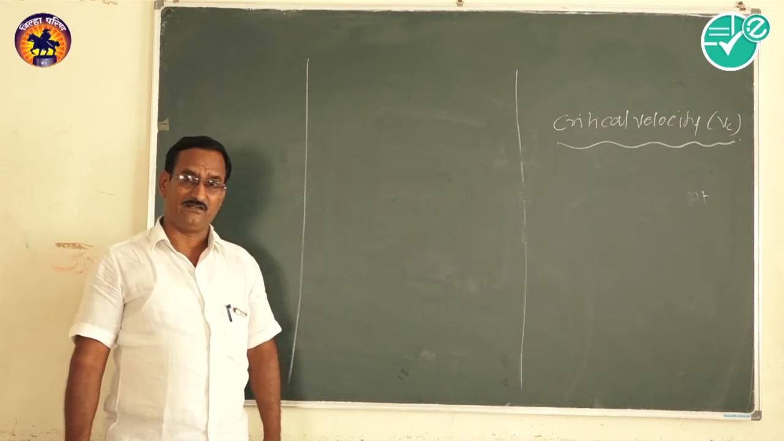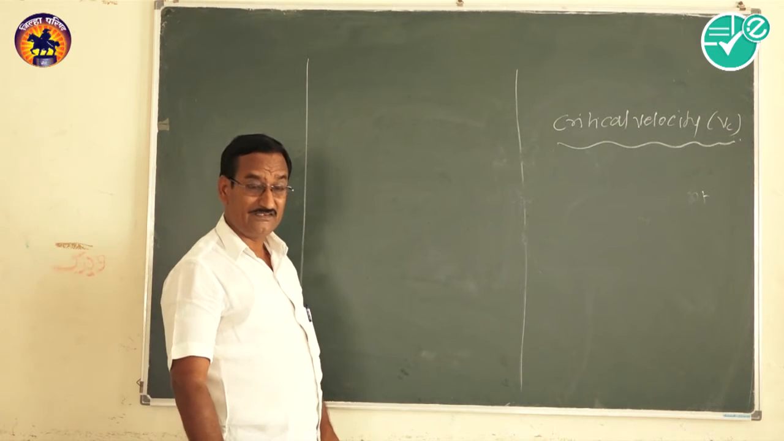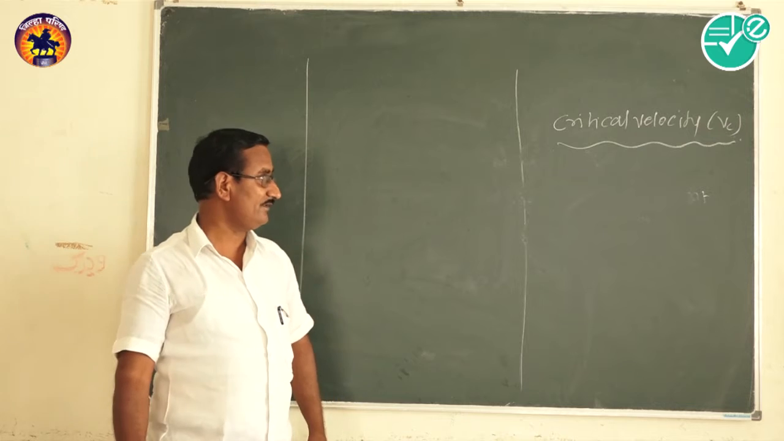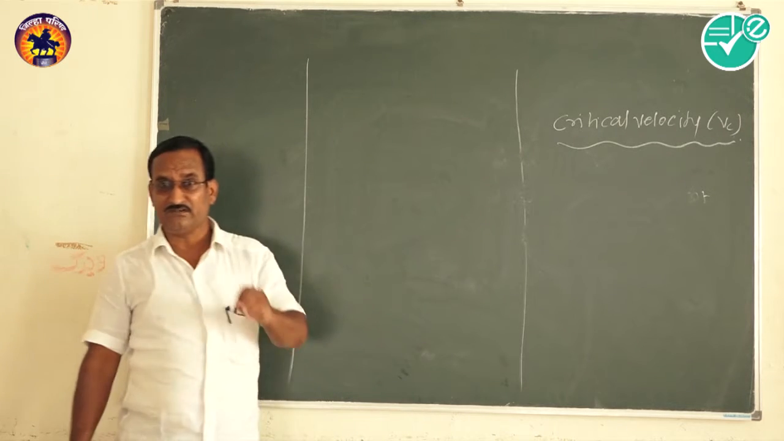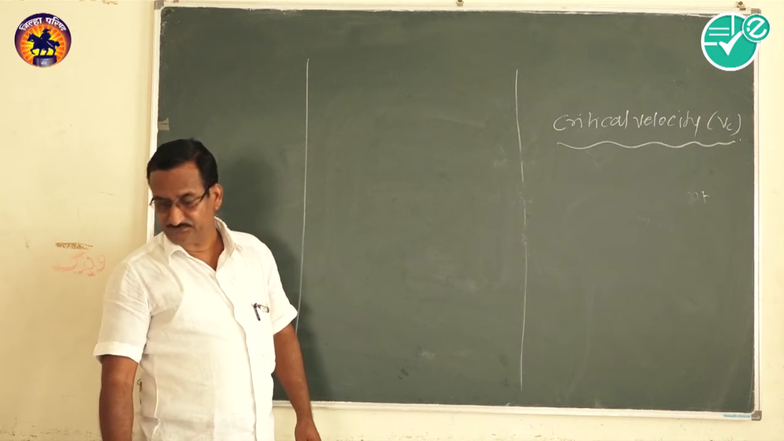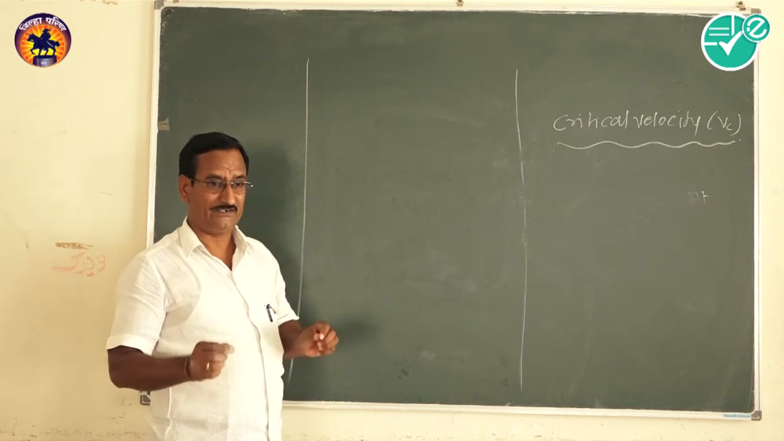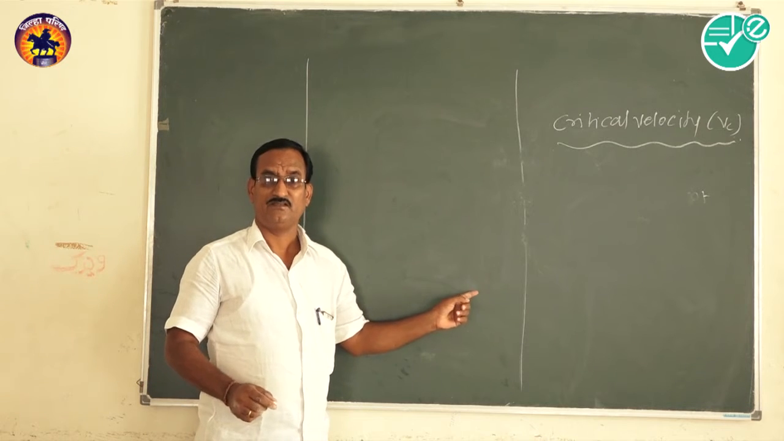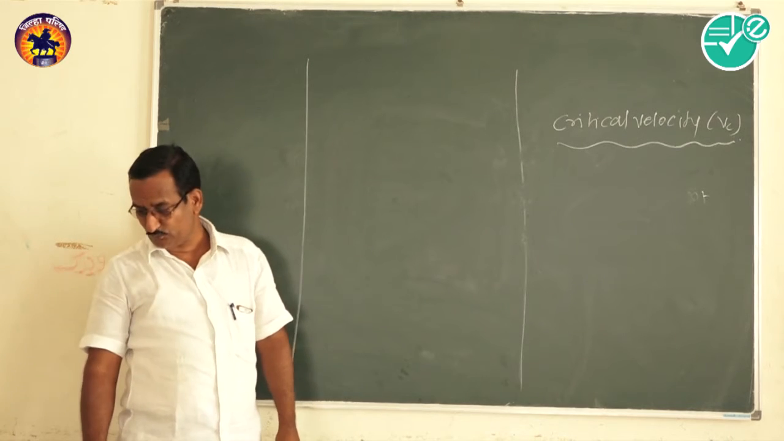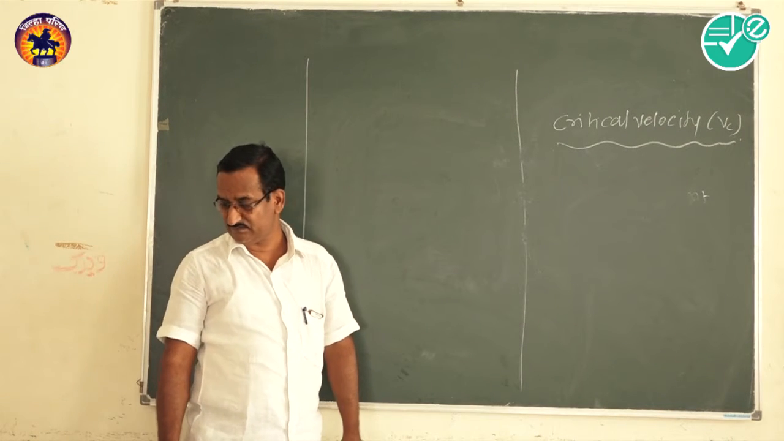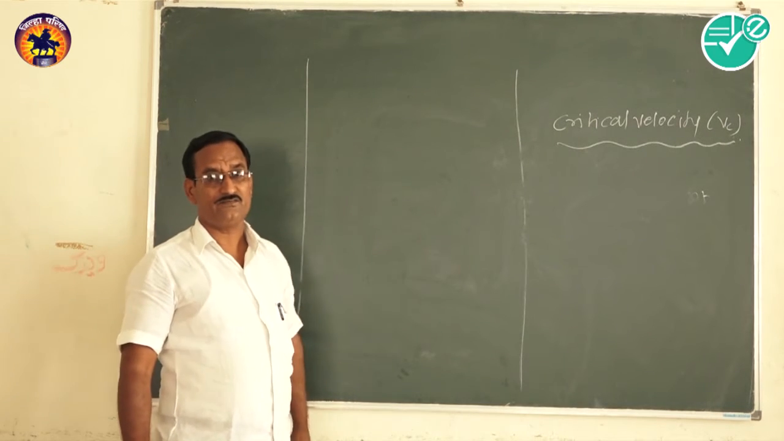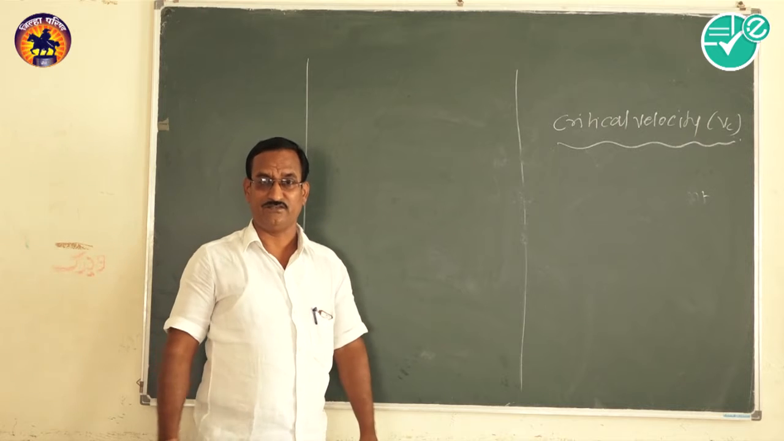From these articles, the question arises in our mind: what is meant by critical velocity? Critical velocity is nothing but the horizontal velocity of projection with which a satellite revolves in a stable orbit around the Earth. That is known as the critical velocity.